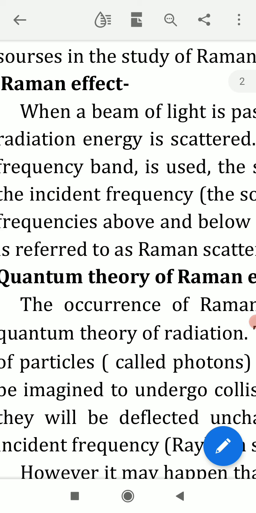These components of higher and lower frequencies are due to interaction of photons with the molecule. The photon can give energy to the molecule or it can get energy from the molecule. This is possible when the molecule can have some rotation or vibration, so it has some rotational energy levels or vibrational energy levels.